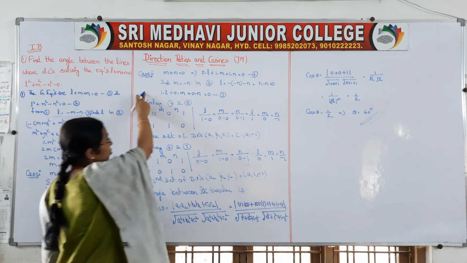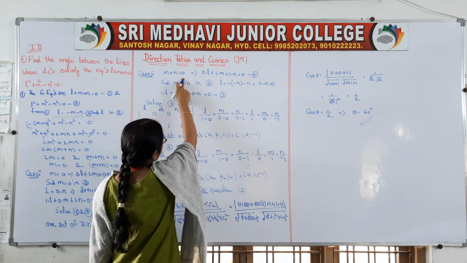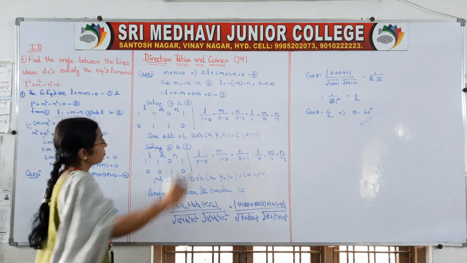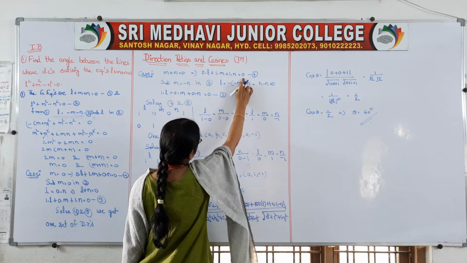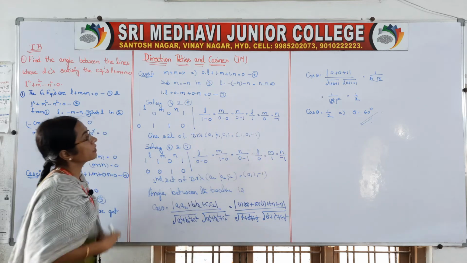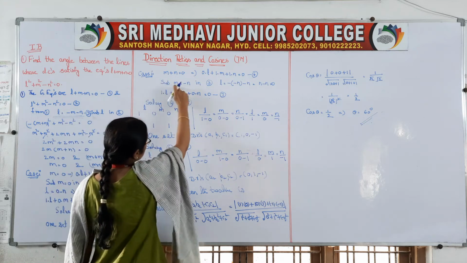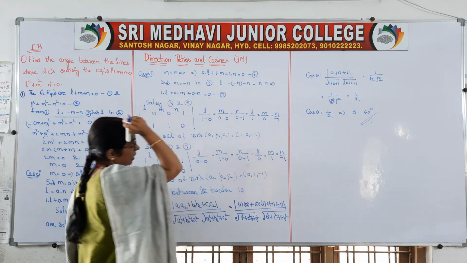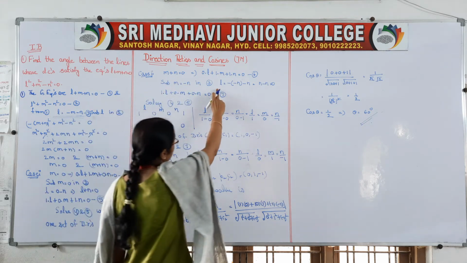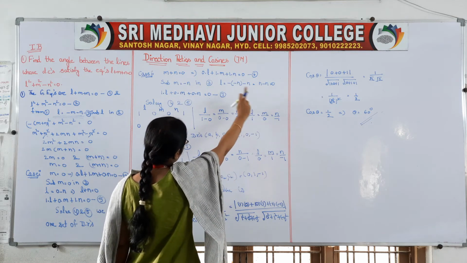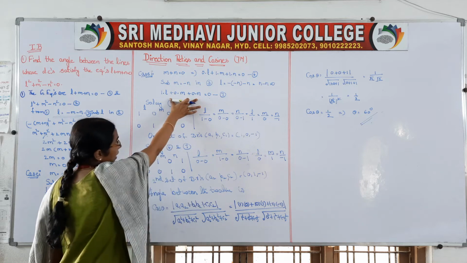What is that? Case 2, M plus N is equal to 0. Same thing, we can write that as 0 into L plus 1 into M plus 1 into N is equal to 0. Okay, so substitute this value, M is equal to minus N, in 3. So what happens? L is equal to, in M's place I substituted, then we got 0. L is equal to 0 can be written like this.